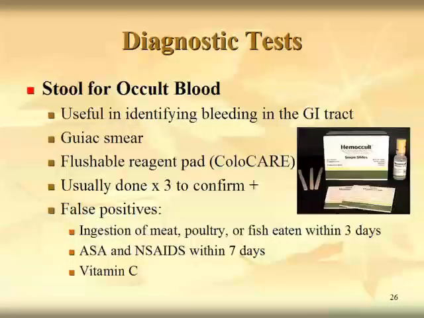Usually, because there's that risk for false negatives, this test is usually done 3 times to confirm a positive. And false positives could be if the patient had ingested a lot of meat, poultry, or fish within 3 days, or if the patient is taking aspirin and NSAIDs, or if the patient has had high doses of vitamin C and those types of things.